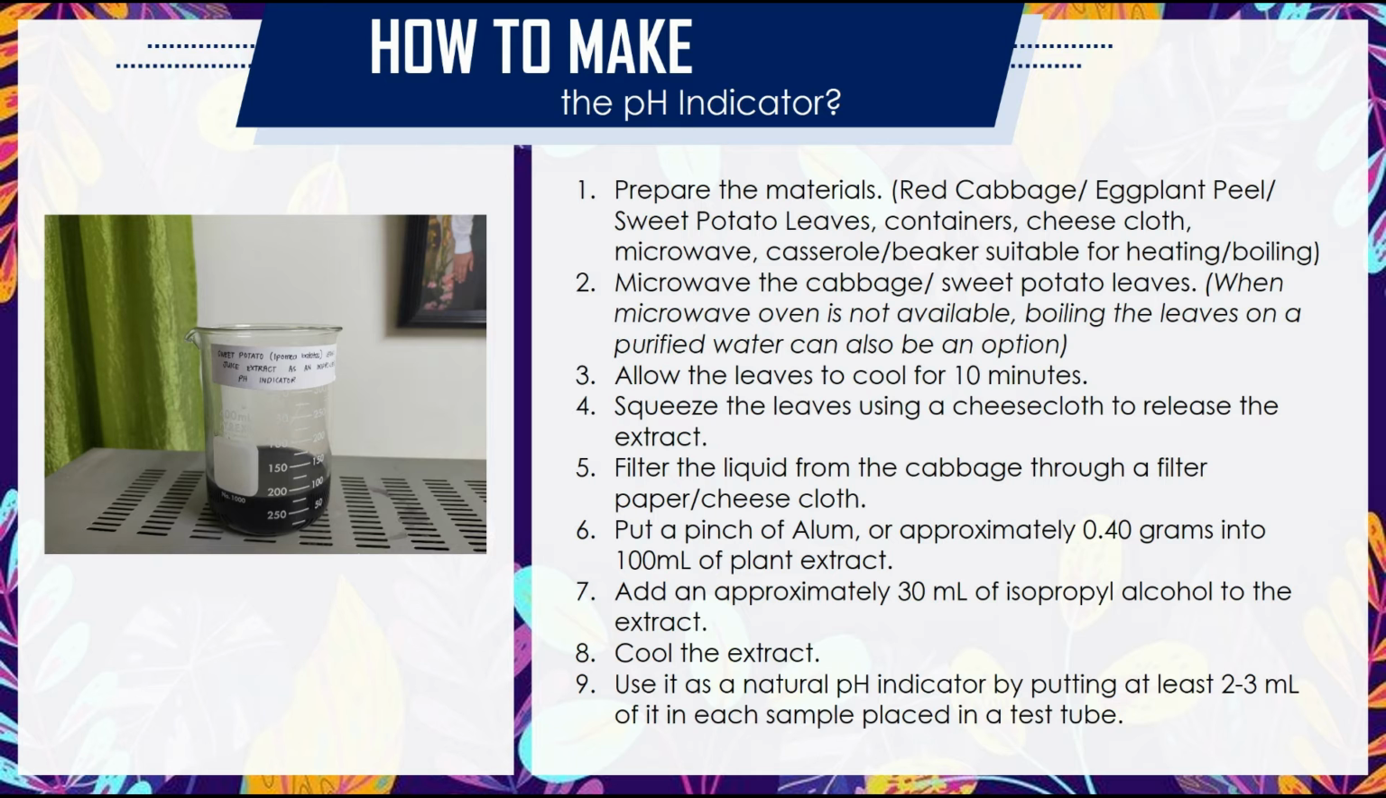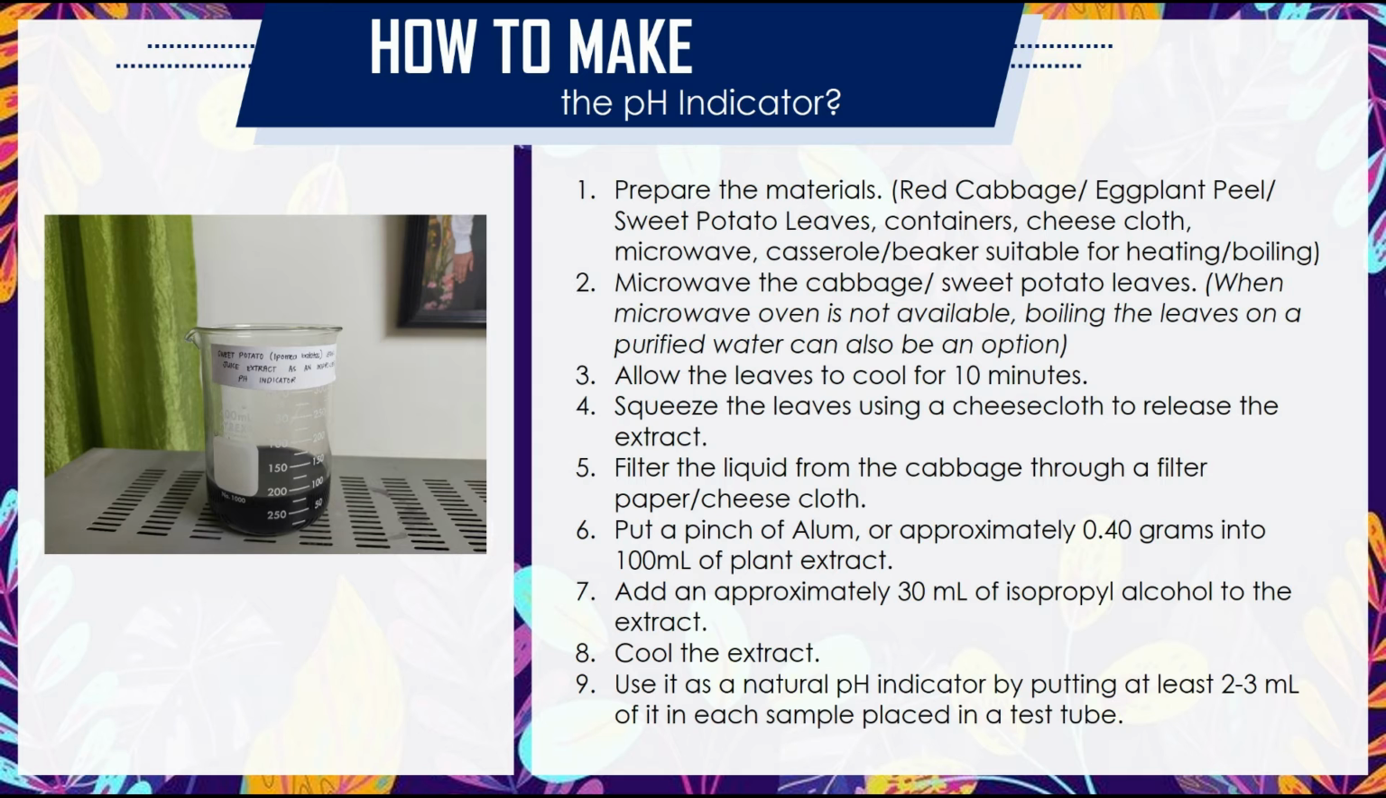Microwave the cabbage or sweet potato leaves. When a microwave oven is not available, boiling the leaves in purified water can also be an option. Allow the leaves to cool for 10 minutes. Squeeze the leaves using a cheesecloth to release the extract. Filter the liquid from the cabbage through a filter paper or cheesecloth. Put a pinch of alum, or approximately 0.40 grams, into 100 ml of plant extract. This will make the extract more clarified.